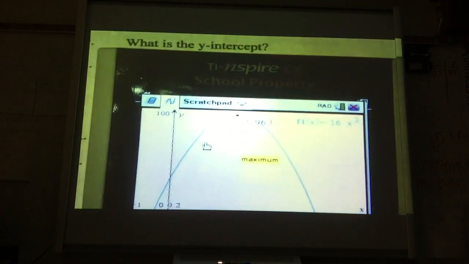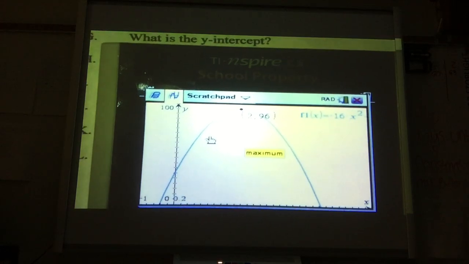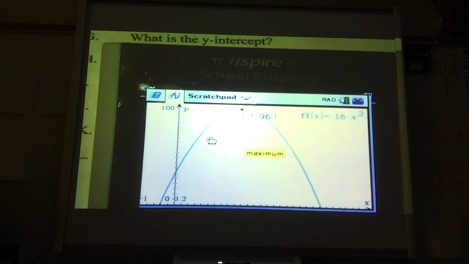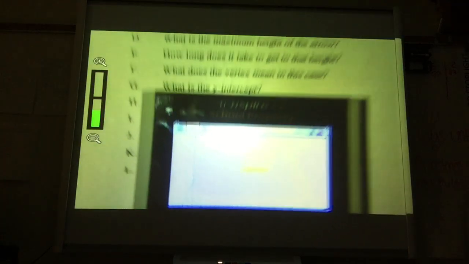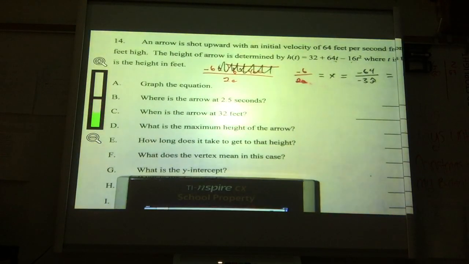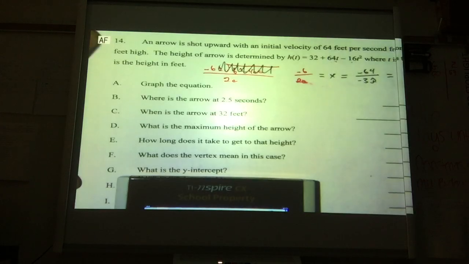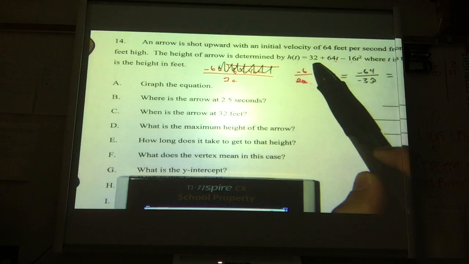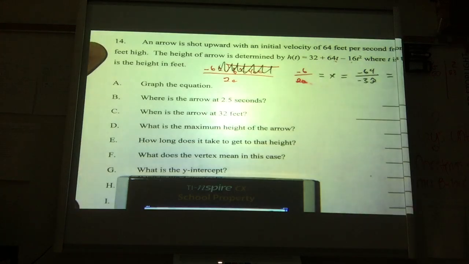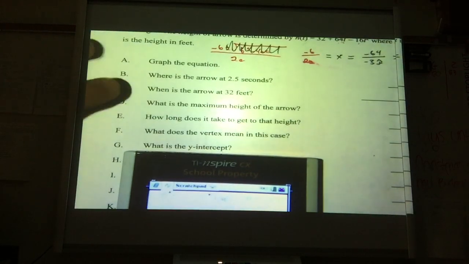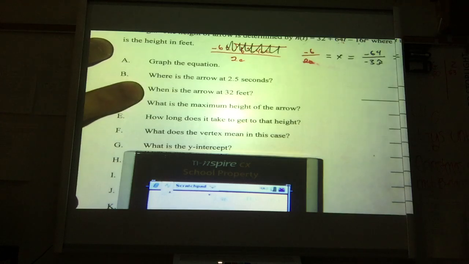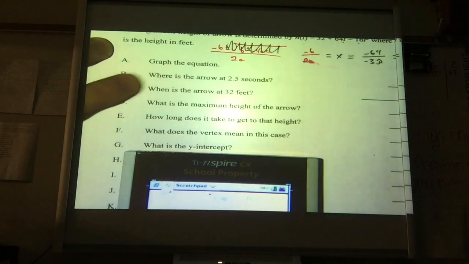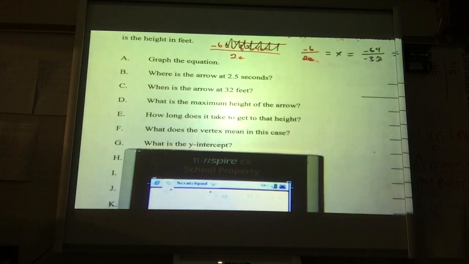Next question. What is the y-intercept? Well, actually, we figured that out a second ago. The y-intercept, if you look back at the equation at the top of the page, here, I'll zoom out just for a second. If I look at this equation up here, the y-intercept is when I just plug in zeros for all the x's. So 0 here, 0 here. So all I'm going to be left with is 32. And sure enough, also when we found when is the arrow 32 feet high, we found that it was at 0 seconds. And we also found that it was at 4 seconds. So the y-intercept in this case is 32.